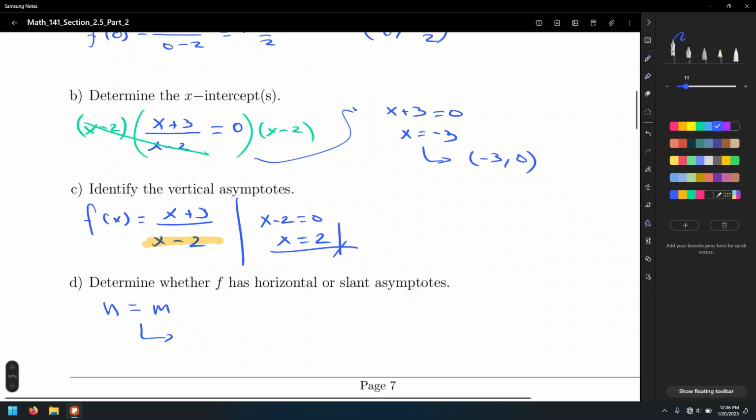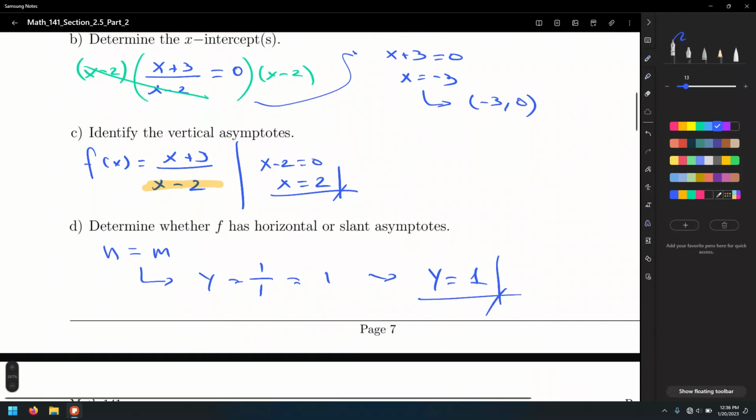Yes. We divide them. So what's the leading coefficient in the numerator? 1. And what about the one in the denominator? 1. I know it's kind of silly to write 1 over 1, but ultimately it's just to make sure that we know where they're coming from, right? So y equals 1 is then a horizontal asymptote.